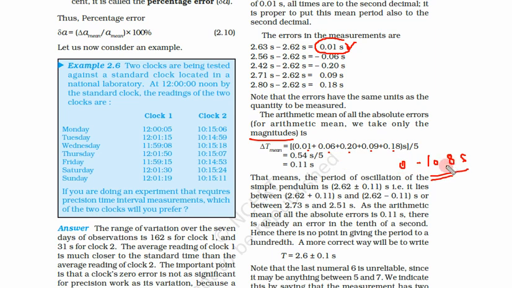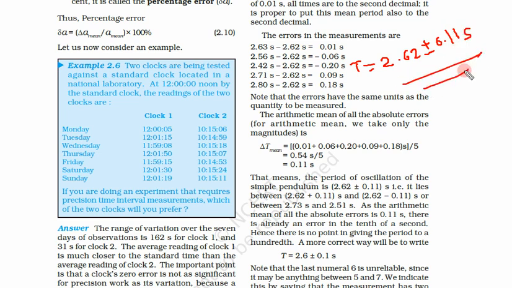But again this digit is not accurate, as our clock is not able to measure the third digit after the decimal. So we will round it to 0.11 second. So our average error is 0.11 second. Now let us write it. How do we write? The time period T is equal to 2.62 plus minus 0.11 second. This is the way to write it. Thus the time period of oscillation of the simple pendulum is 2.62 plus minus 0.11 second.